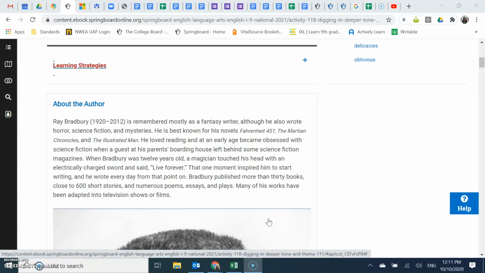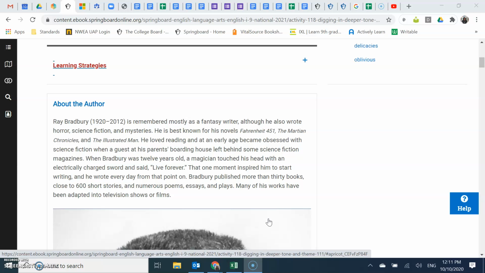When Bradbury was 12 years old, a magician touched his head with an electrically charged sword and said, "Live forever." That one moment inspired him to start writing, and he wrote every day from that point on. Bradbury published more than 30 books, close to 600 short stories, and numerous poems, essays, and plays. Many of his works have been adapted into television shows or films.